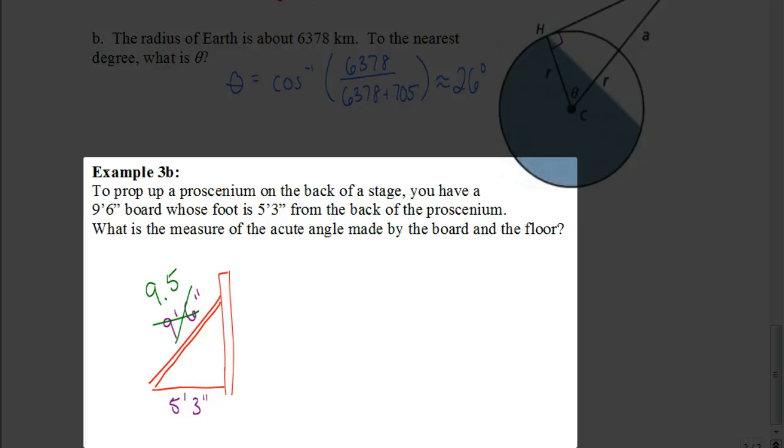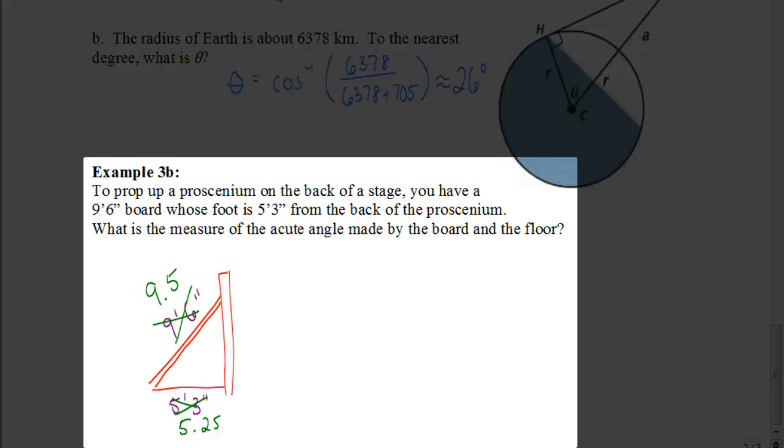Likewise, this base is not 5.3. 3 inches is 3/12 of a foot, and 3/12 reduces to 1/4, or 0.25. So we will use 5.25. Even though 5.3 and 9.6 would be close, it would be inaccurate, and if you do that, you're going to get the wrong answer. So please make sure you know how to convert feet and inches into just feet.